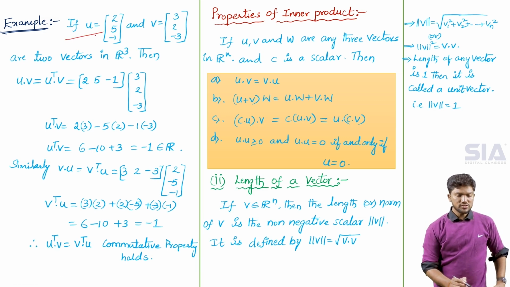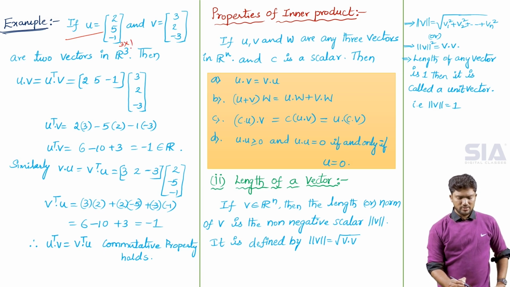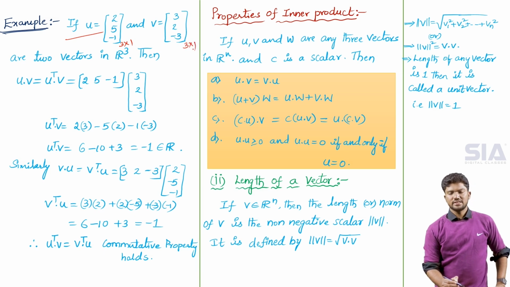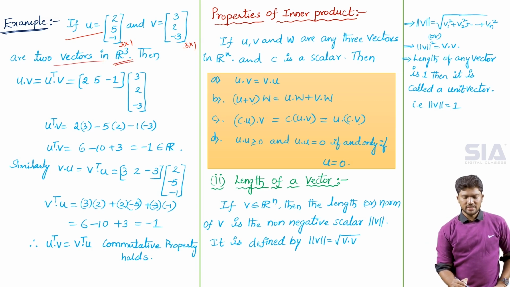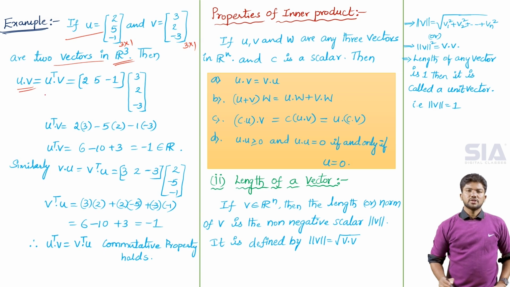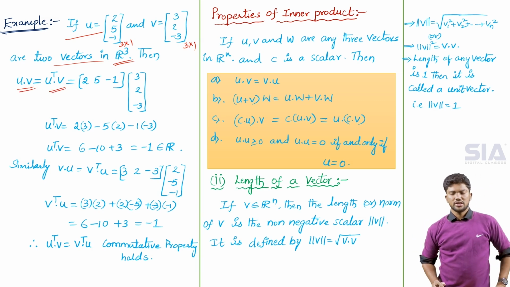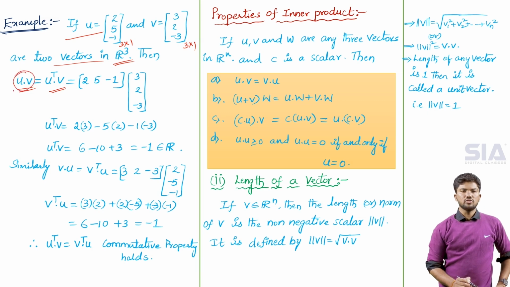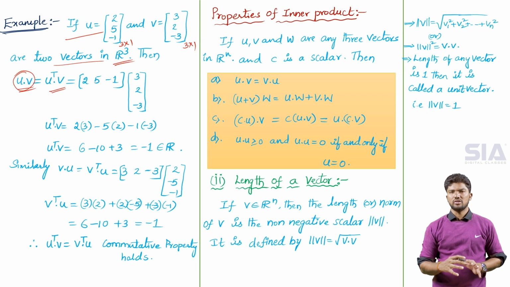First of all, if small u is equal to 2, 5, minus 1, a 3 by 1 column matrix, and v is equal to 3, 2, minus 3, also a 3 by 1 column matrix, these are two vectors in R3, the vector space R3. Then the inner product u into v is equal to U transpose into V. Whenever you take U into V, not only in this lecture but in the upcoming lectures also, it is often used.